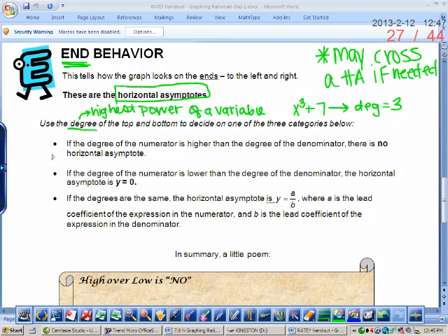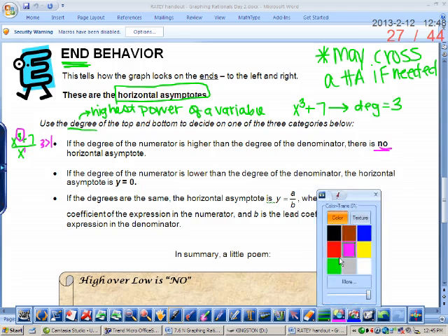Okay, so 3 cases. First case, if the degree of the numerator is higher than the degree of the denominator, there is no horizontal asymptote. So for example, if I had (x³ + 7) over x, the degree of my numerator is higher than the degree of my denominator. What is the degree of my numerator? 3. What's the degree of my denominator? 1. So 3 is greater than 1. So there's no horizontal asymptote.